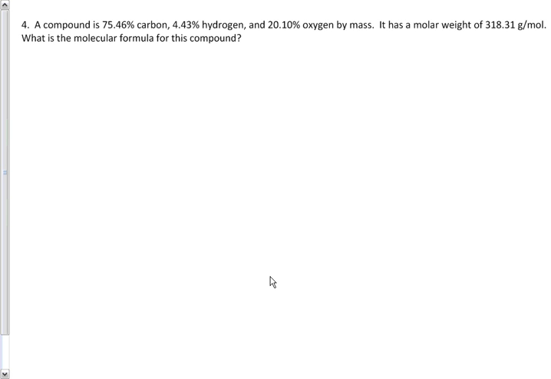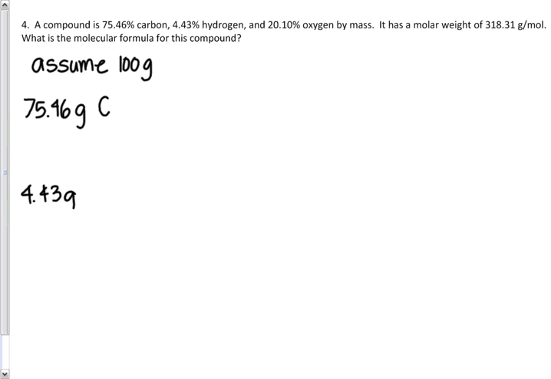Now, if you look at your notes, you will notice that in order to calculate a molecular formula, you first must calculate an empirical formula. To do that, what you need to do is convert all of the givens to moles. But because the givens are in percents, you're going to assume that you have 100 grams of compound. When you do that, all of your percents become grams. So you have 75.46 grams of carbon, 4.43 grams of hydrogen, and 20.10 grams of oxygen.